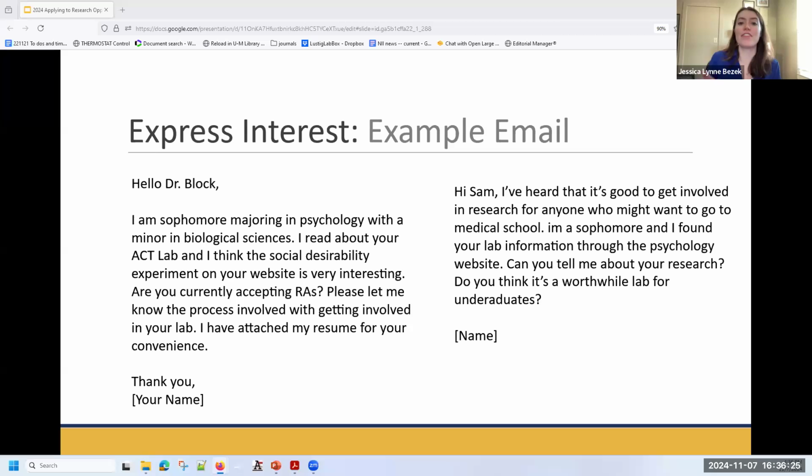addresses the recipient, they show that they know a bit about the lab, and they clearly ask that they are interested in knowing whether there might be research assistant positions available.